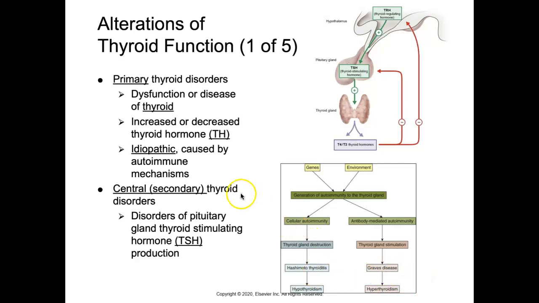Now, with our secondary or central thyroid disorder, that means we have a disorder either with the pituitary gland or somehow affecting the TSH production. And when we have an excessive stimulation of TSH, then of course going down our pathway here, we are going to have an elevation of our thyroid hormones. And vice versa is true too. If we have a decreased amount of TSH, then we're going to have decreased thyroid hormones.